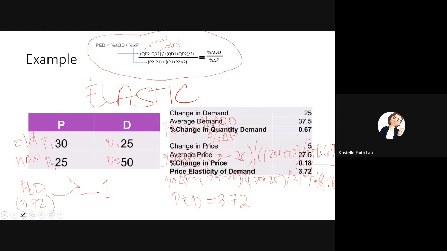Then, we have the change in price of 5. If 25 minus 30, then we have the percentage change in price. The average price is 27.5. If we solve 30 plus 25 divided by 2, the outcome will be 27.5. So, if we divide the change in price and the average price, the outcome is 0.18. So, our price elasticity of demand is 3.72.